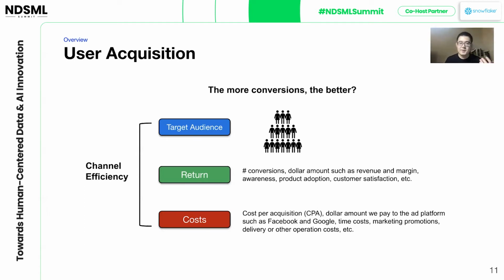Okay, we have talked about return and costs, so then we focus on efficiency. Efficiency basically measures the effectiveness of our channels.